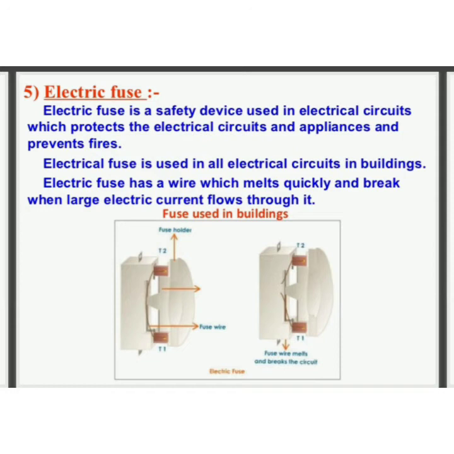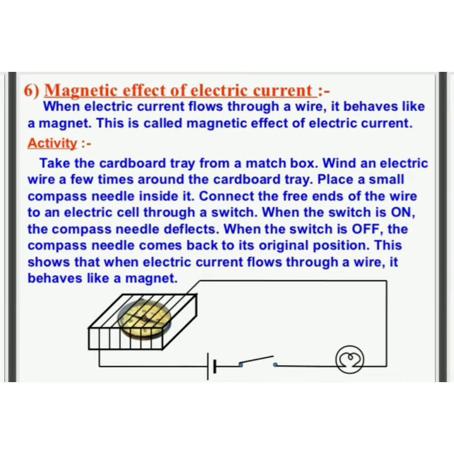That is, when a large amount of current flows through this, the wire is heated up quickly and unable to resist the heat, it starts melting, which prevents the large amount of current from striking the other equipment and appliances.